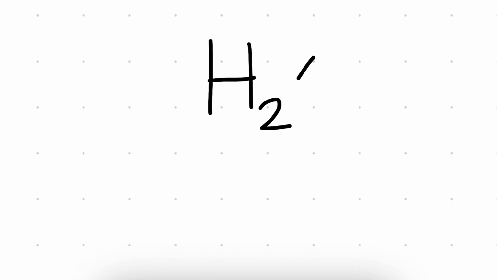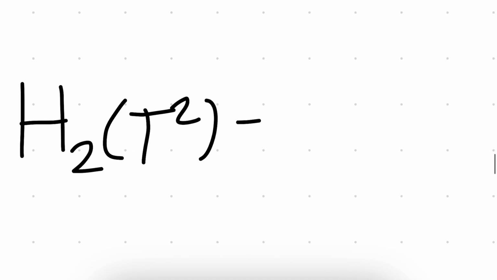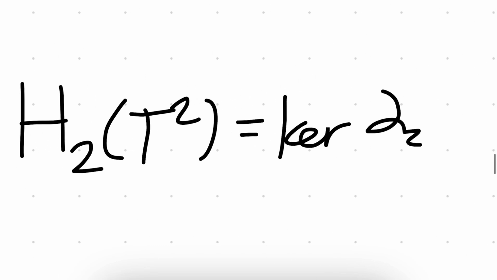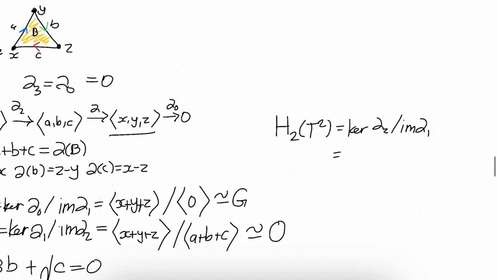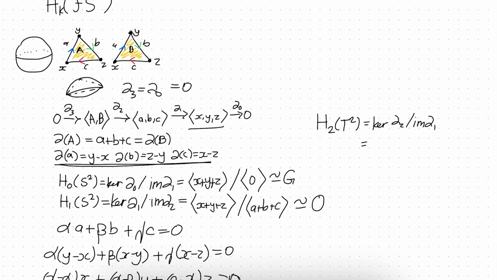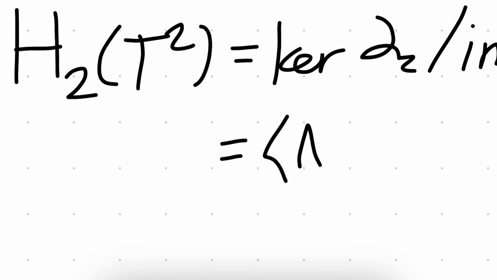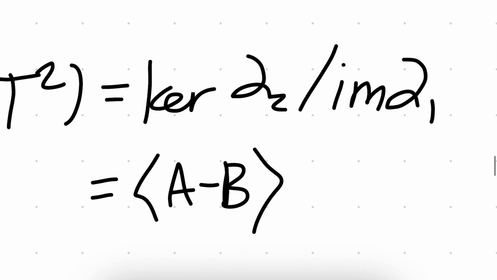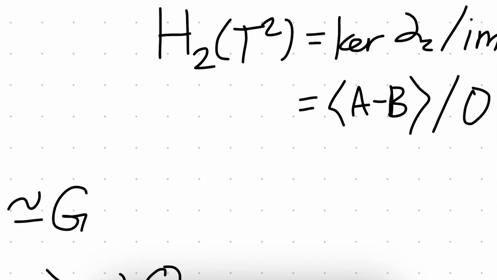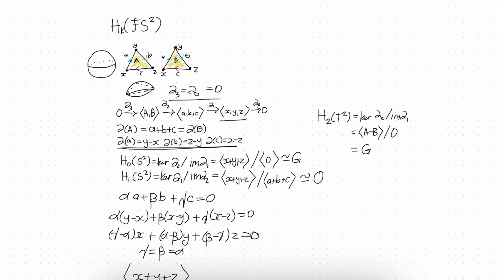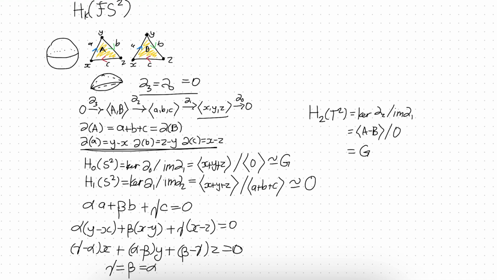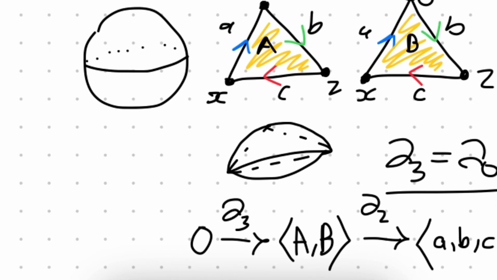Okay, so H2 of T2 is now the kernel of del 2 mod the image of del 3. And the kernel of del 2 is whatever is sent to A, B, and C. That's just A minus B. And the image of del 3, of course, is 0 by this here. And then that's just our coefficient group G.